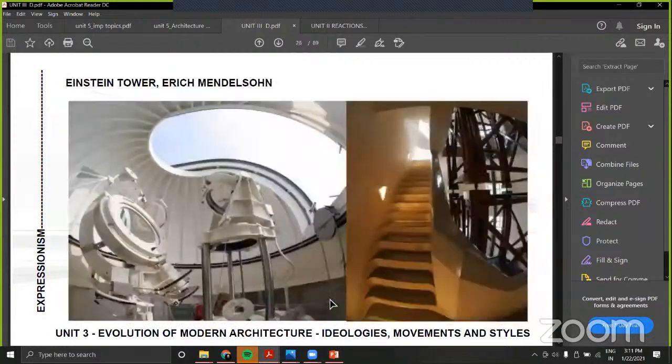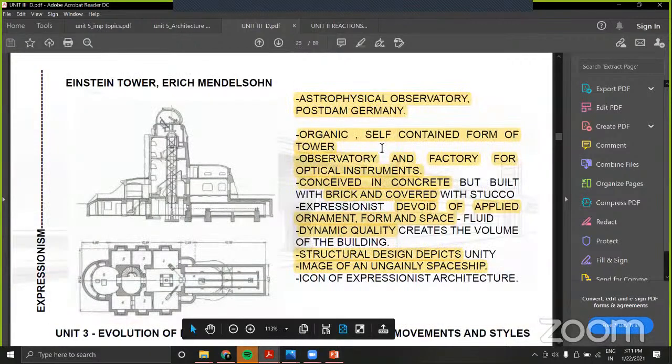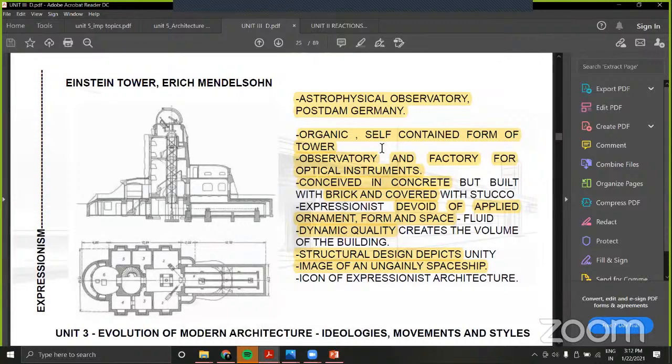Since it is an astrophysical observatory, a design lab for Einstein, and since they used organic forms, they implemented organic forms, and also they wanted to give it a feel like a lab, as he wanted to express it from Einstein's point of view.